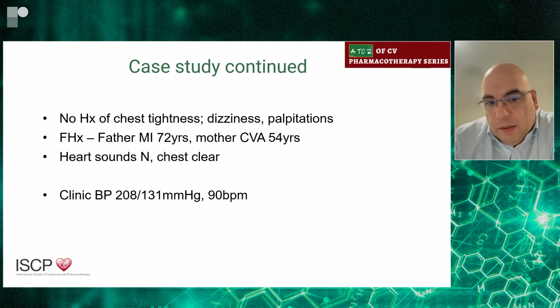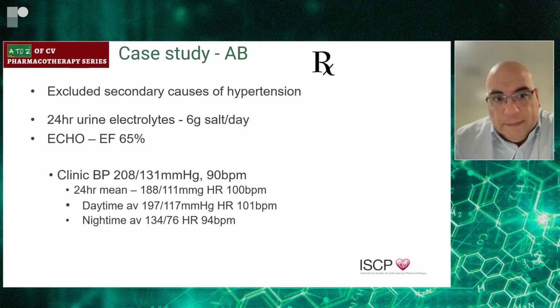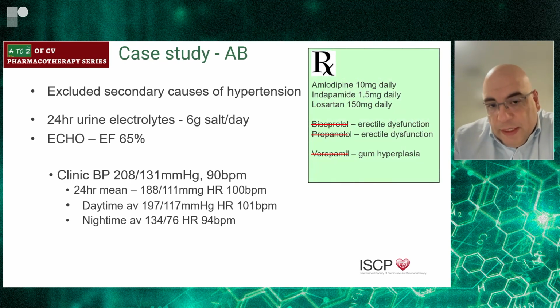But you can see that his clinic or office blood pressure is 208 over 131 with a heart rate of 90 beats per minute. So, in line with both national and international guidelines, we've done a 24-hour ambulatory blood pressure, and over the 24 hours it comes across as 188 over 111, but his heart rate is 100 beats per minute. His daytime average is 197 over 117 with a heart rate of 101 beats per minute. And a nighttime average, almost what you want as a daytime average, of 134 over 76 with a heart rate of 94. You can see he's got that nocturnal dip that we'd like to see. So we've excluded secondary causes of hypertension. We've done a 24-hour urine electrolyte assessment, and he takes approximately 6 grams of salt per day, and he's got an ejection fraction of 65%.